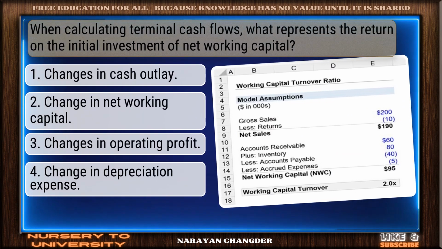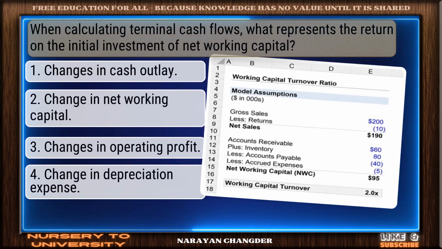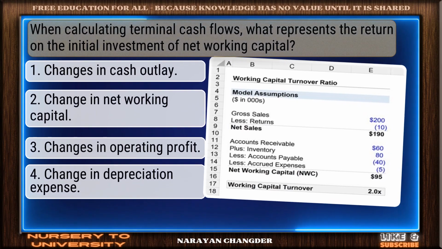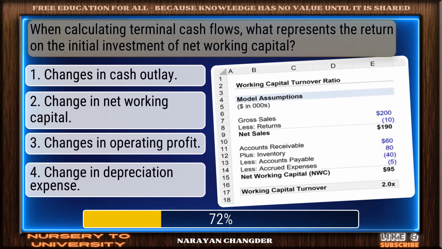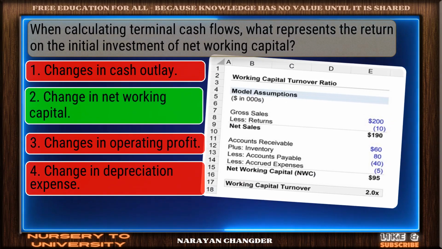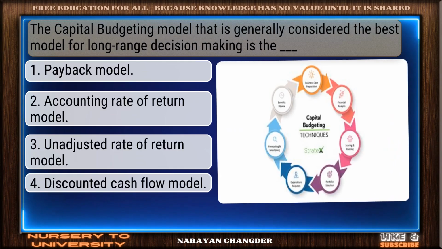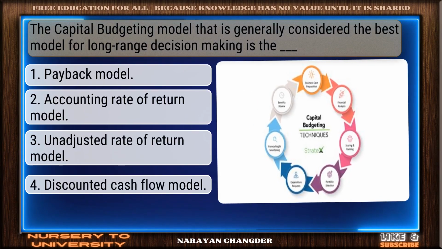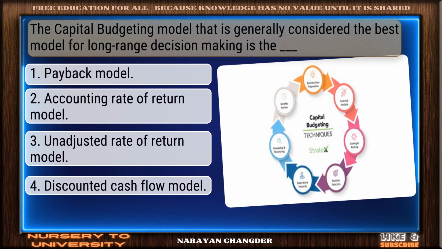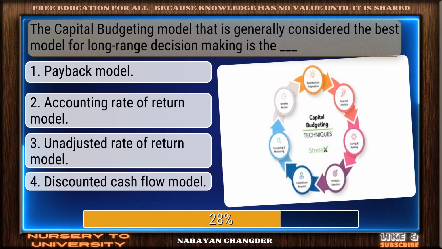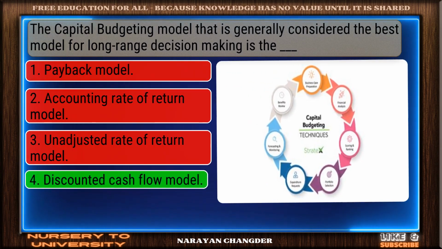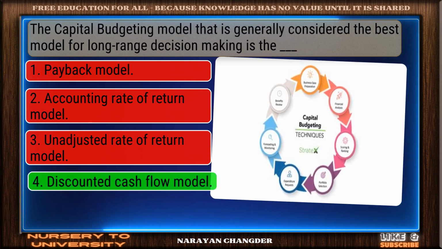When calculating terminal cash flows, what represents the return on the initial investment of net working capital? Nice work. You chose change in net working capital, and it is correct. The capital budgeting model that is generally considered the best model for long-range decision-making is the DASH. You chose discounted cash flow model, and it is correct.